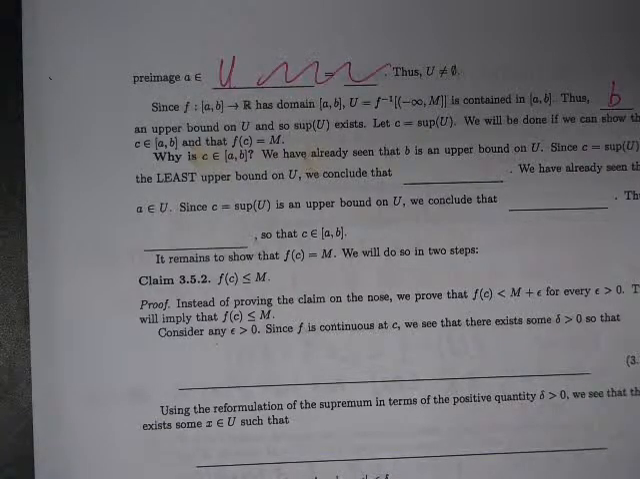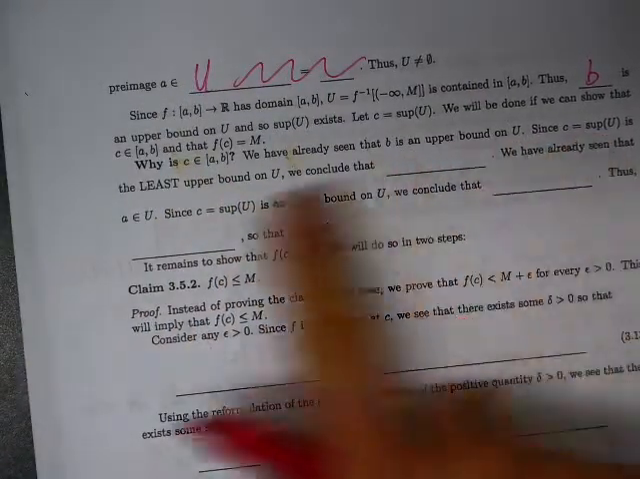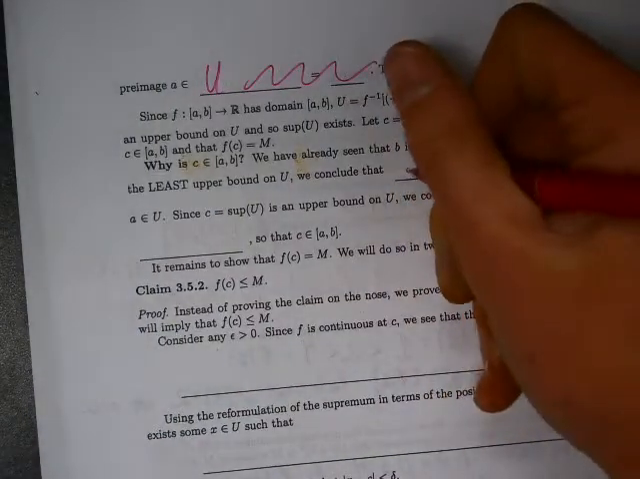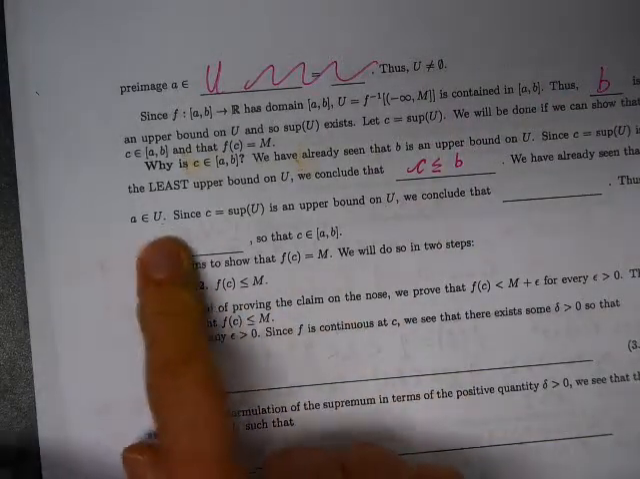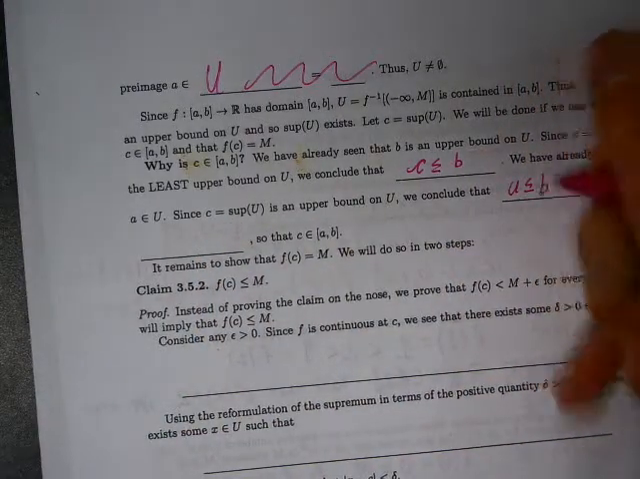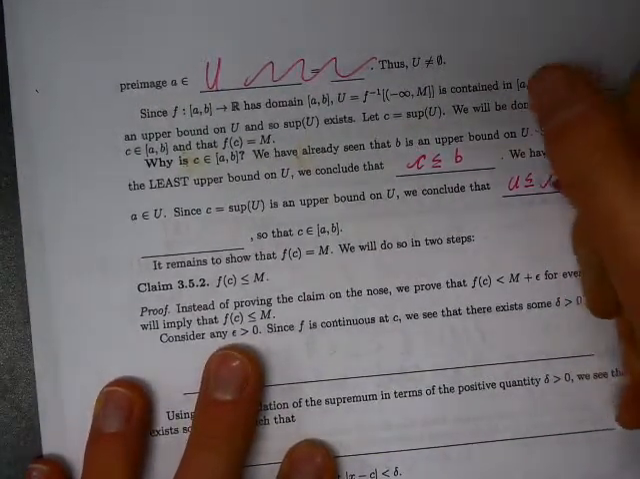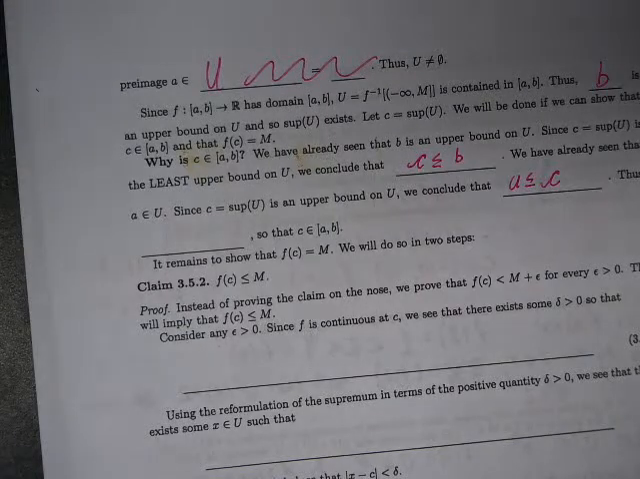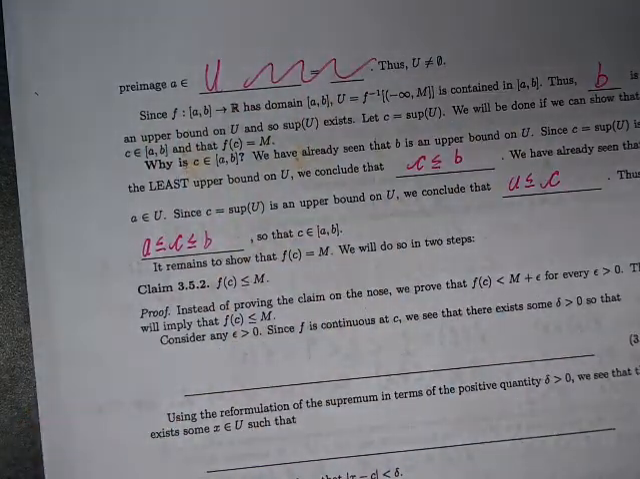Yeah, so let's just write that down. We've already seen B is an upper bound on U. C is the least upper bound on U, so we can conclude that C is less than or equal to B. We've already seen that A is in U. Since C is supposed to be an upper bound on U, we conclude that, oh, that's not what I conclude: A is less than or equal to C. I'll write it that way because now it's in the right order for me to write A is less than or equal to C is less than or equal to B. And so C is in the interval we need it to be.